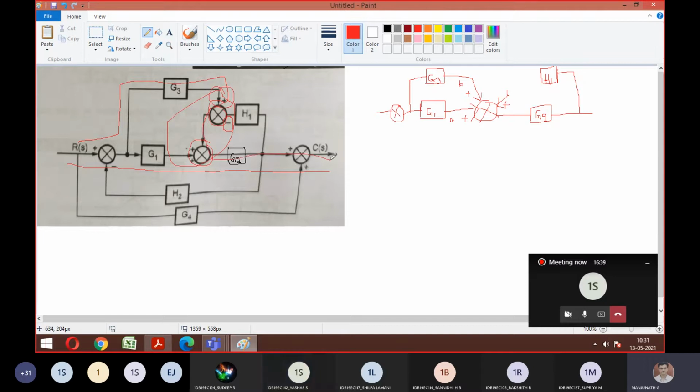Okay, what is the third one? This G4. Through G4. So you have 3 forward paths. Good. Next, feedback paths, guys. How many feedback paths here? 2. I told you feedback means output to input. So this is your one feedback. Agree? Yes, sir. And similarly, this H2 is your second feedback path. Okay? So this is having 3 forward paths and 2 feedback paths.